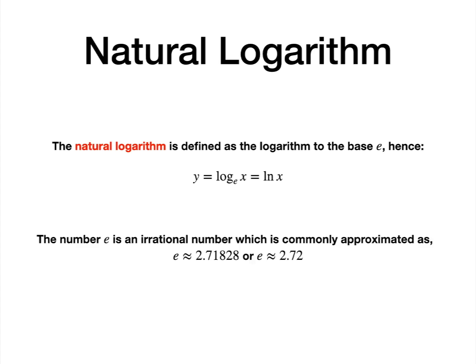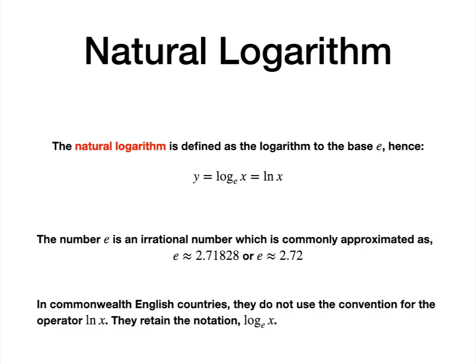E, or the natural number, is an irrational number, which is commonly approximated as 2.71828 or 2.72. Now, just a note, in Commonwealth English countries, they do not adopt the operator ln to mean the natural logarithm. They maintain the same operator log, or the logarithm, and they maintain writing the base as e.